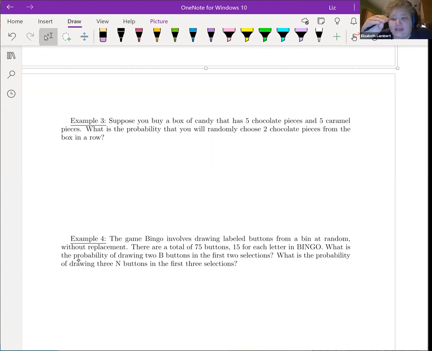Now, what they did not state here, but which should be implicitly obvious, it's not. They really should have said it. When I pick the first piece, I'm going to eat it, so I'm not going to put it back in the box. So after I do the first one, then the second one, the numbers in the box have changed. Once I eat the first one, now there's only 9 candy pieces left. So this is what dependent events are. What happens on the first one is going to impact the probability on the second one.